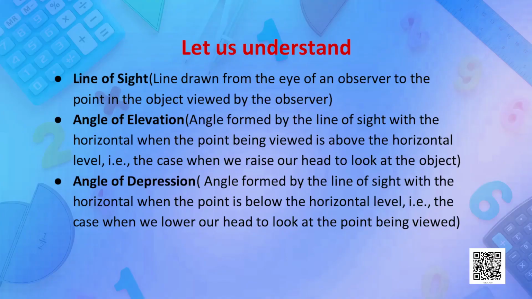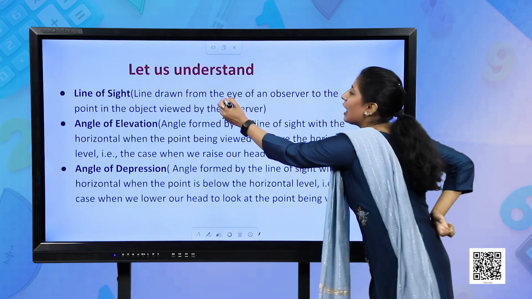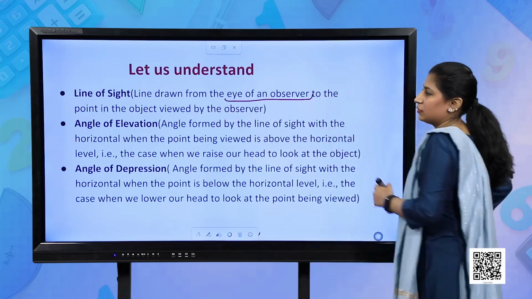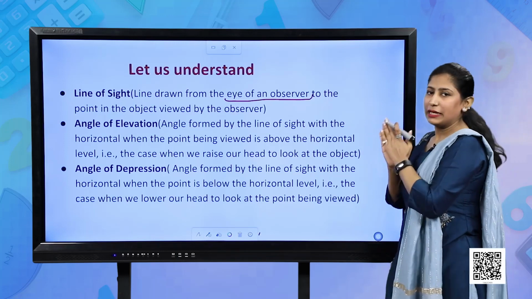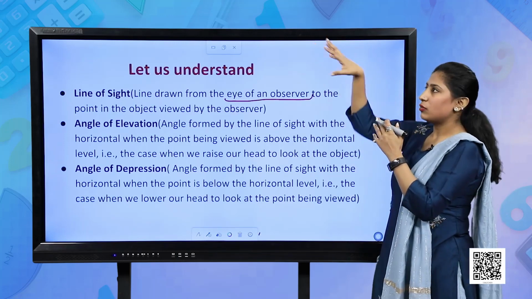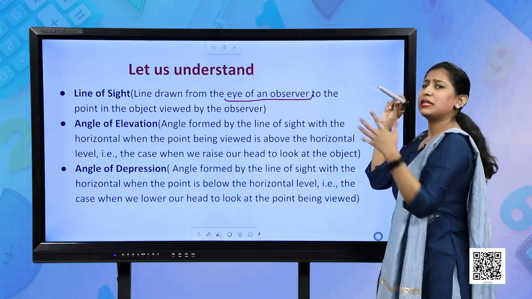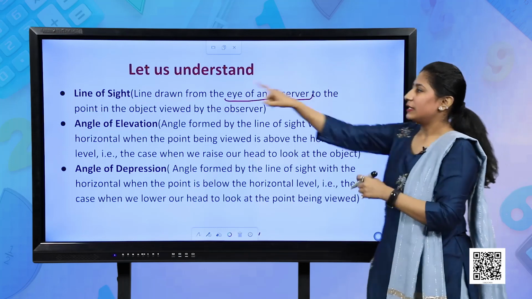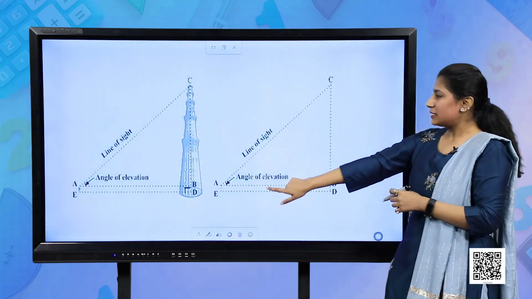Let's move on. Now let us understand three crucial terms. Line of sight. What is line of sight? Line drawn from the eye of an observer to the object viewed. Suppose I am standing here and my eyes are in that direction. Suppose I am looking at an object which is there. So this line which is being formed, it is an imaginary line. This is called line of sight. Clear? So let us move on to the next slide and see.